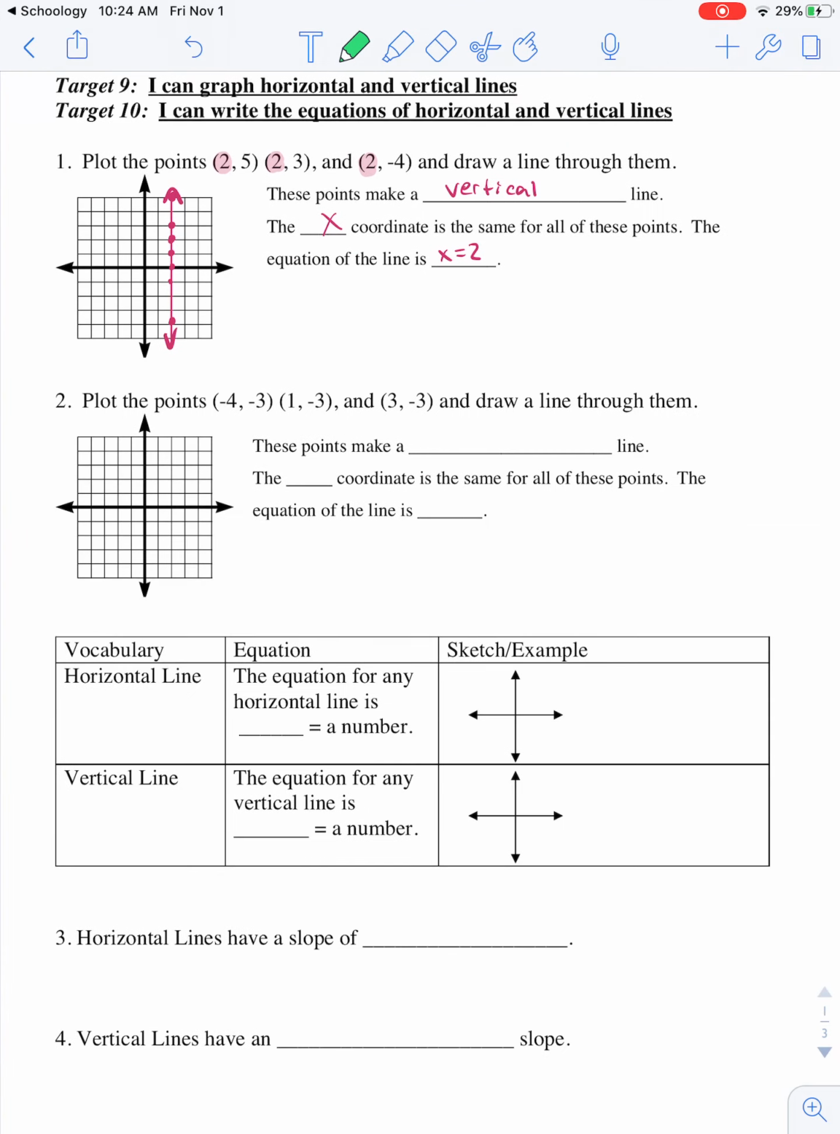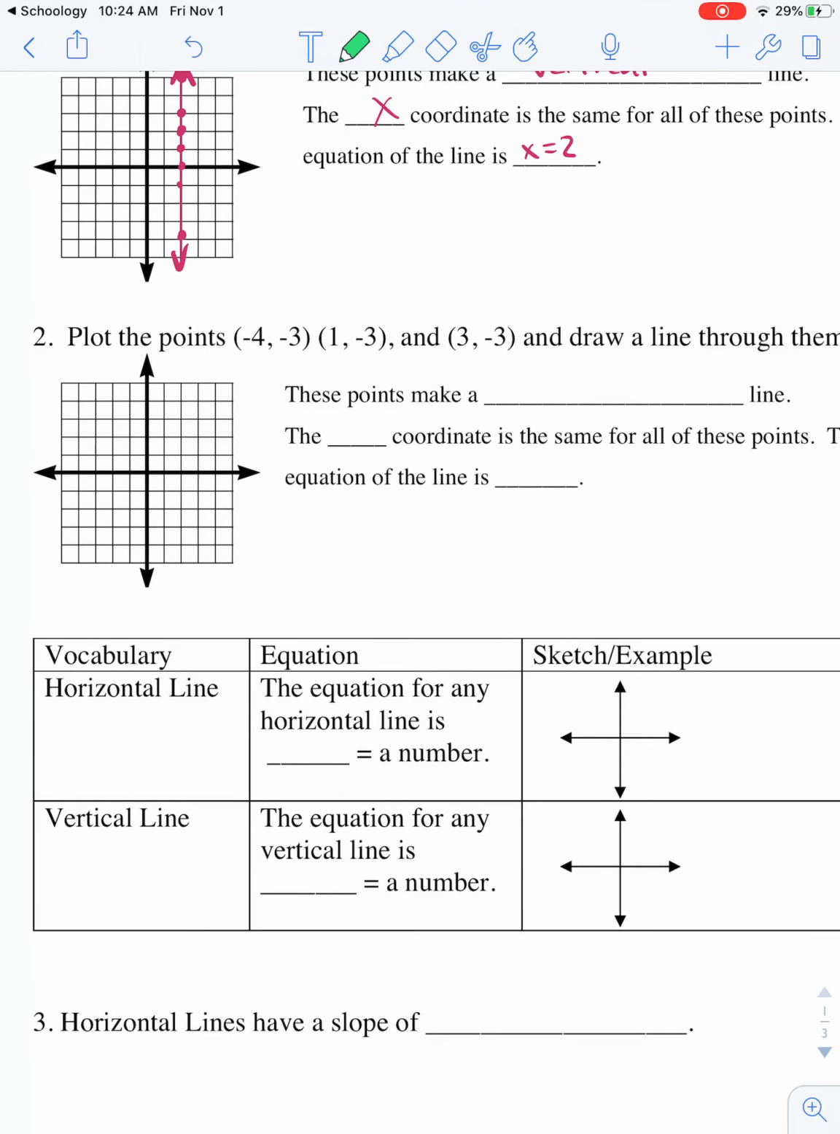Now, next one, we're going to plot some more points. (-4, -3), (1, -3), (3, -3). And same thing on this one, you're going to notice that all these points are making a horizontal line this time. All going in the same direction here, horizontally. So these make a horizontal line.